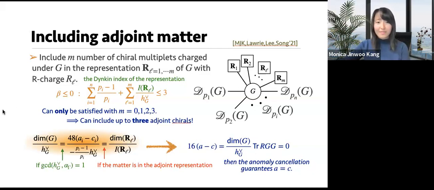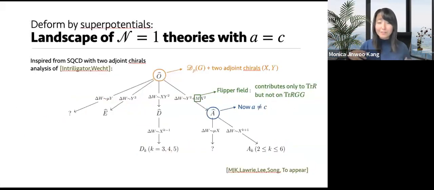a=c theories. In fact, that means that we can really deform by these superpotentials and try to do the whole landscape of N=1 theories with a=c, inspired by the SQCD with 2 adjoint chirals, Kutasov's analysis from Intriligator and Wecht. In fact, we can analyze all of these things, and all the superfluous operators that come thereof can be removed using flipper fields. But those will then no longer be a=c anymore. But we can understand it as a landscape overall, and we can do that with both 1 and 2 adjoint chirals. Now we don't do 3 adjoint chirals, as that would give you exactly N=4 super Yang-Mills.